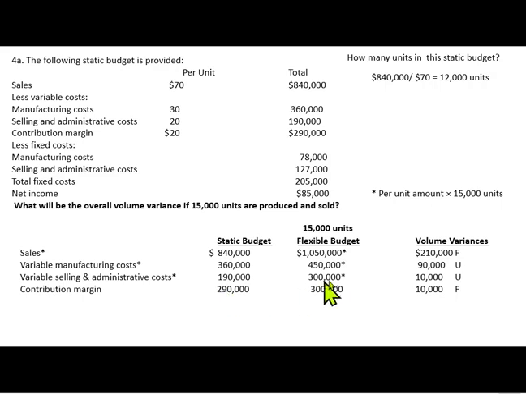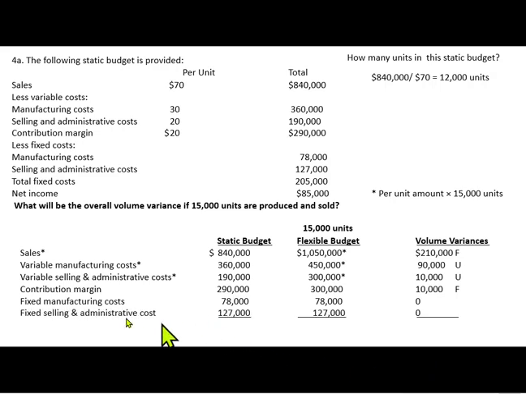When you compare these two pieces, if contribution margin is higher, which it is in this flexible budget, it's a $10,000 higher number, so that means it's going to be a favorable variance. The fixed costs are going to be the same, at least they start off being the same, $78,000 on the static budget. Since we're still within the relevant range here, going from 12,000 to 15,000, you have to assume we're in the relevant range unless it tells you otherwise. So there's no volume variance.